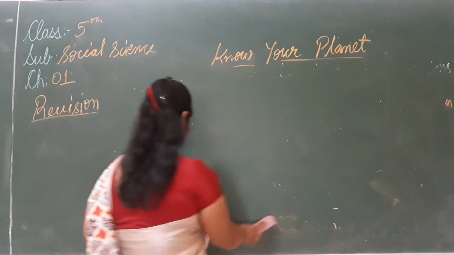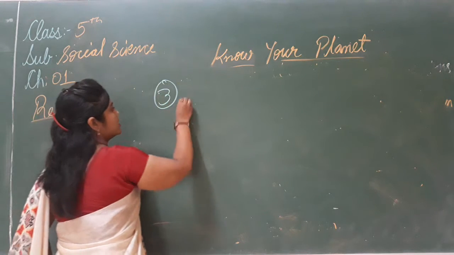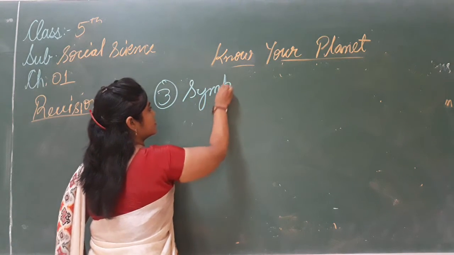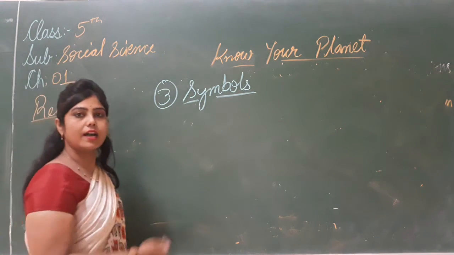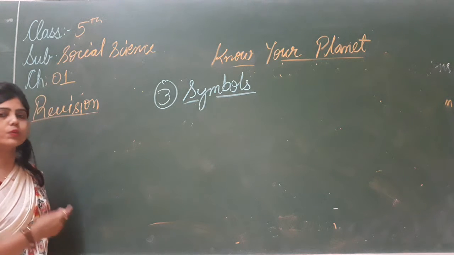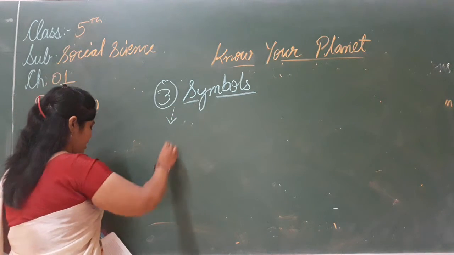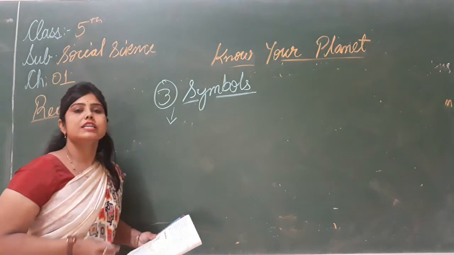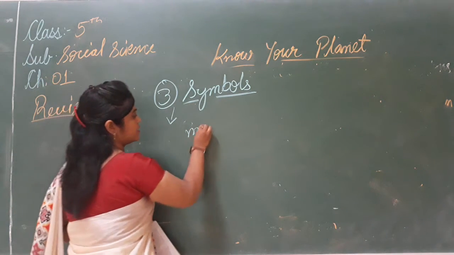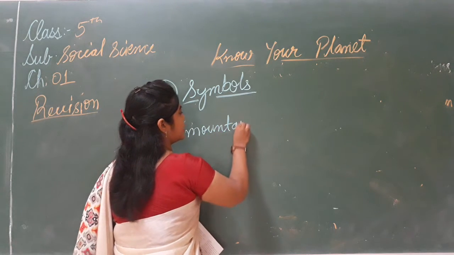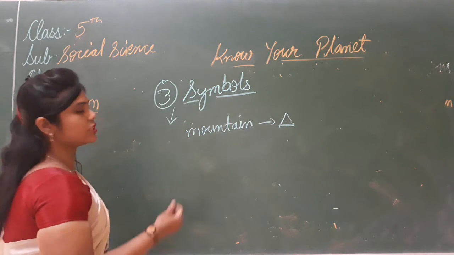symbols. Our third topic is symbols. So symbols are the third feature of a map that we use to read the map. It is very helpful to understand the map. There is no space on a map, so we use symbols to show mountains. So for mountains, which type of symbol? We use this, because there is not enough space on the map.